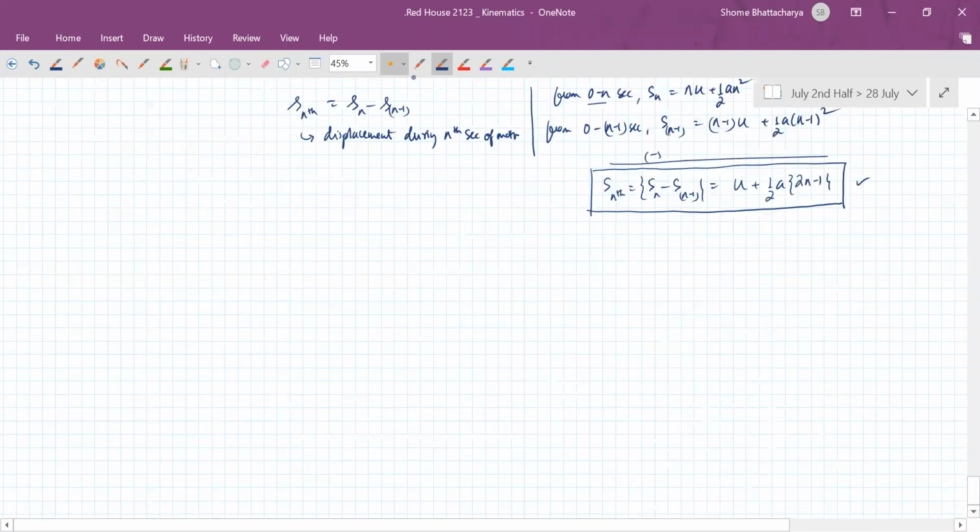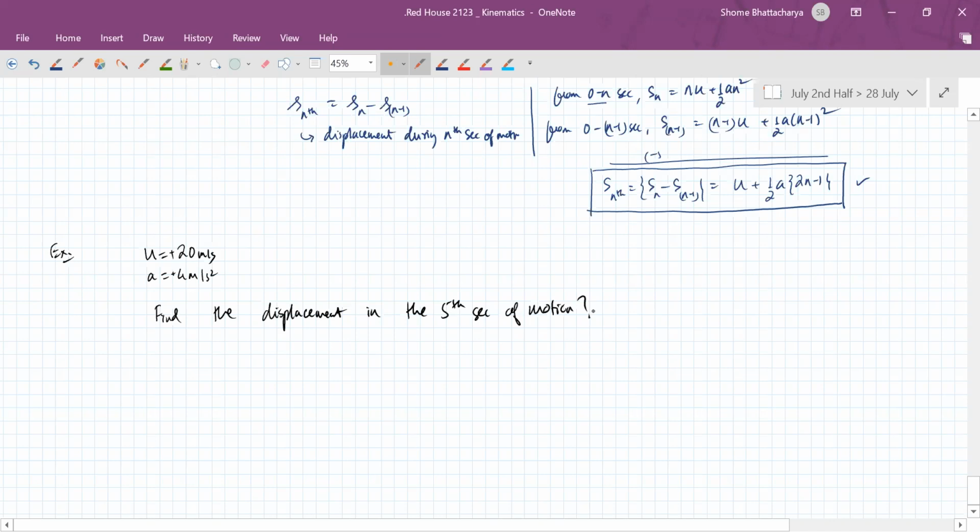Okay, so let's see an example now. Suppose we have some information given like this, that u is equal to 20 meters per second and the acceleration is equal to, let's say, plus 4 meters per second square. We want to find the displacement in the 5th second of motion.